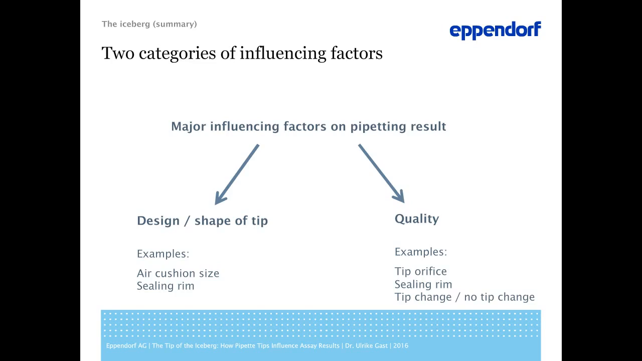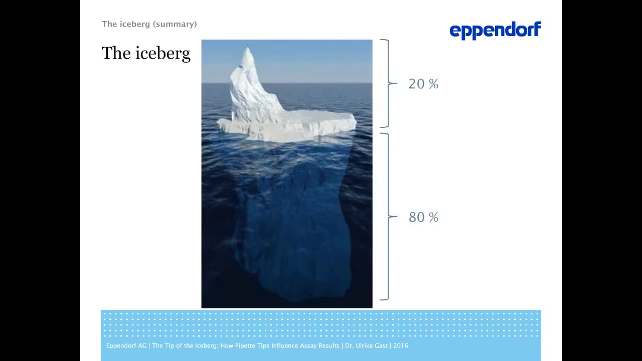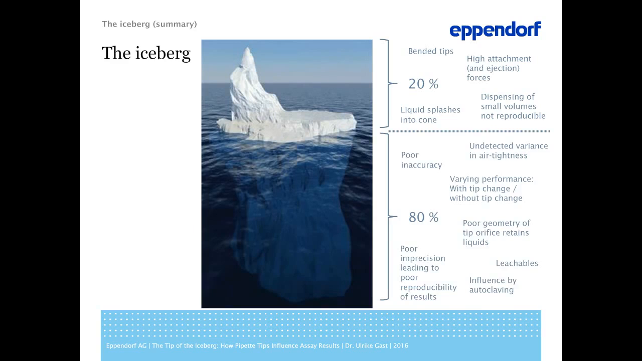In general, tip-related influencing factors are like an iceberg. You can see only 20% with a bare eye. Tips falling off the cone are one example. The other 80% stay undetected if the system does not become calibrated. An example is the design-related influence on air cushion size. So if using alternative tips, keep in mind that it is impossible to conclude from tip fit to the system's performance.